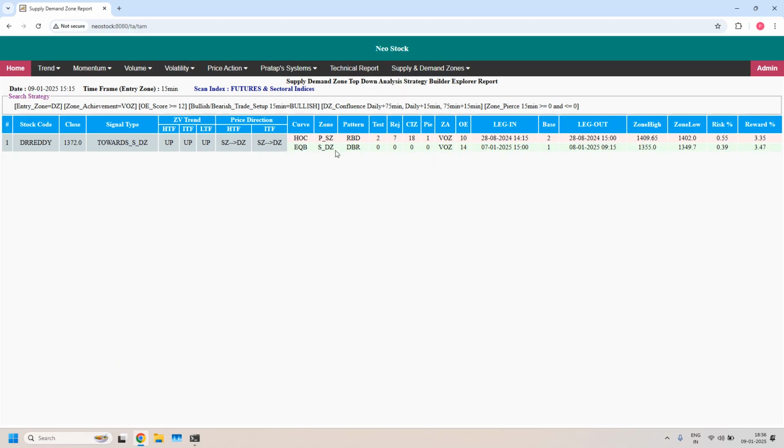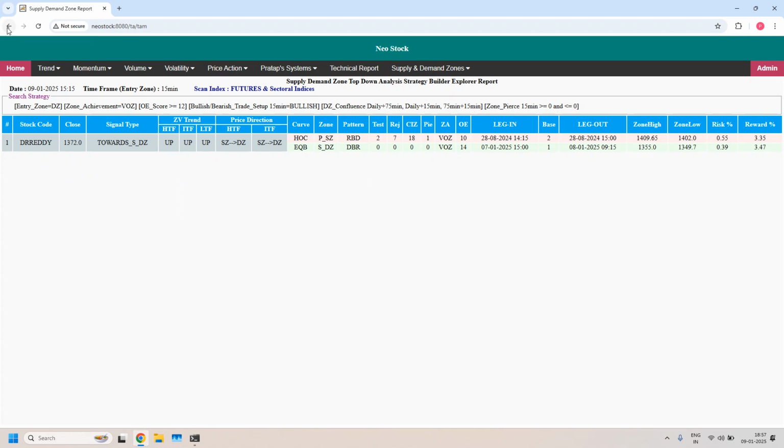So in this stock, this 15 minutes demand zone is part of the 75 minutes demand zone, both together again part of the daily demand zone. If the daily demand zone is having daily EMA confluence, that could be an even higher probability trade setup supported stock. Let's verify.